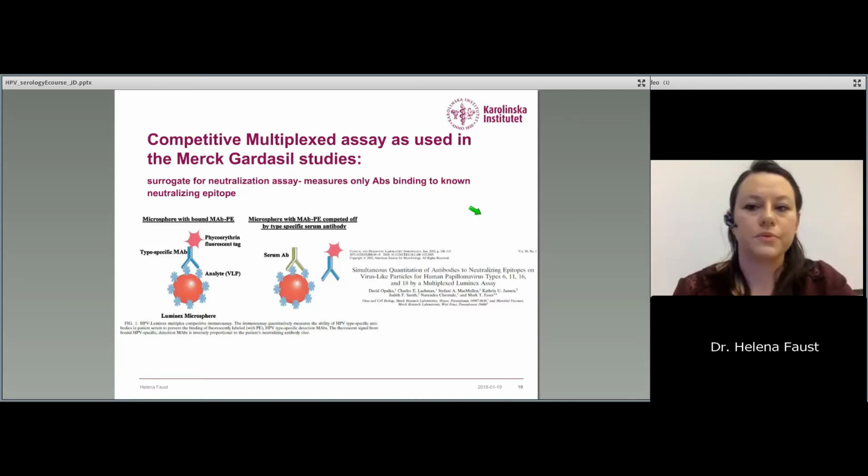So what kind of multiplex methods are used right now? One assay was the Merck Gardasil study assay, a competitive assay, meaning like a competitive Luminex, but it was competitive in a multiplexed format. It's a surrogate for a neutralization assay, where only one known neutralizing epitope was measured, and binding to it.